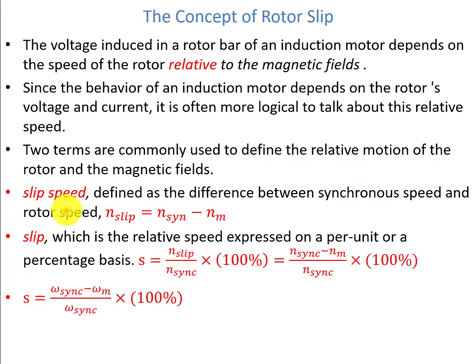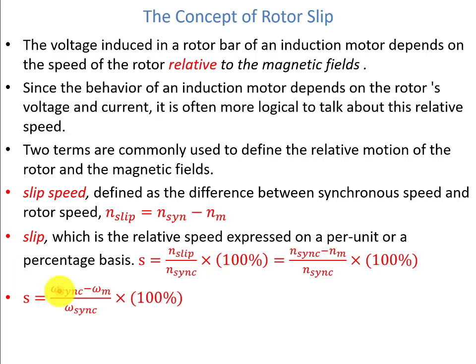One is known as the slip speed. Slip speed is the difference between the synchronous speed and the mechanical speed of the rotor. And we define the term slip on a per unit or a percentage basis: if we divide the slip speed by the synchronous speed and make it in percentages, that would be n synchronous minus nm by n synchronous. This is in rpm, so we can also use the same slip formula for radians per second if we are measuring the speed in radians per second.